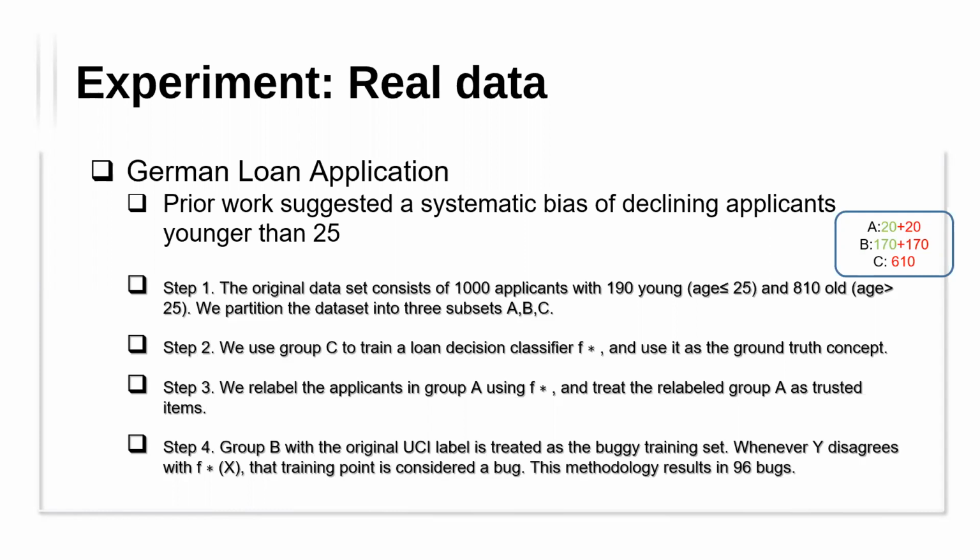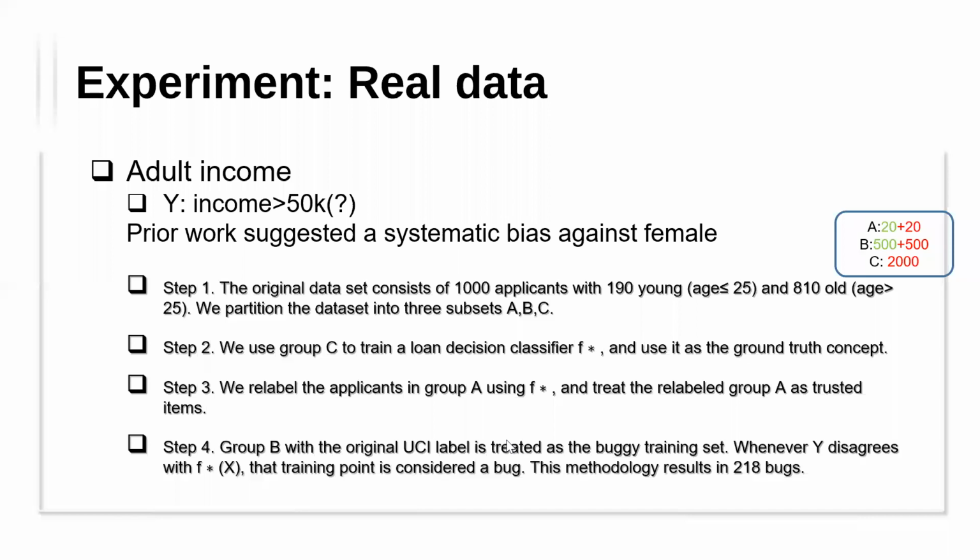So they view this F as a ground truth concept. And then they run group A through F and relabel group A as the trusted items. And then group B with the original labels should be the buggy training set. So that's how they collect this buggy data set. And then they run their experiment on it.